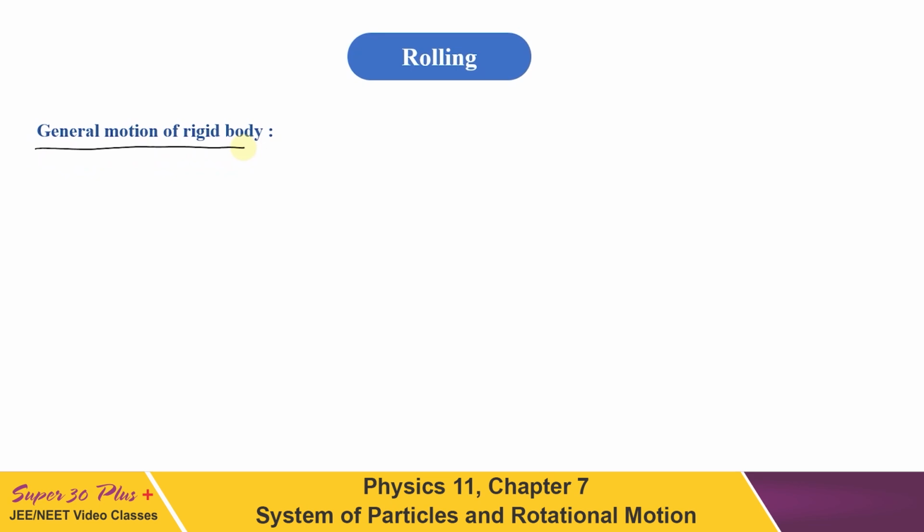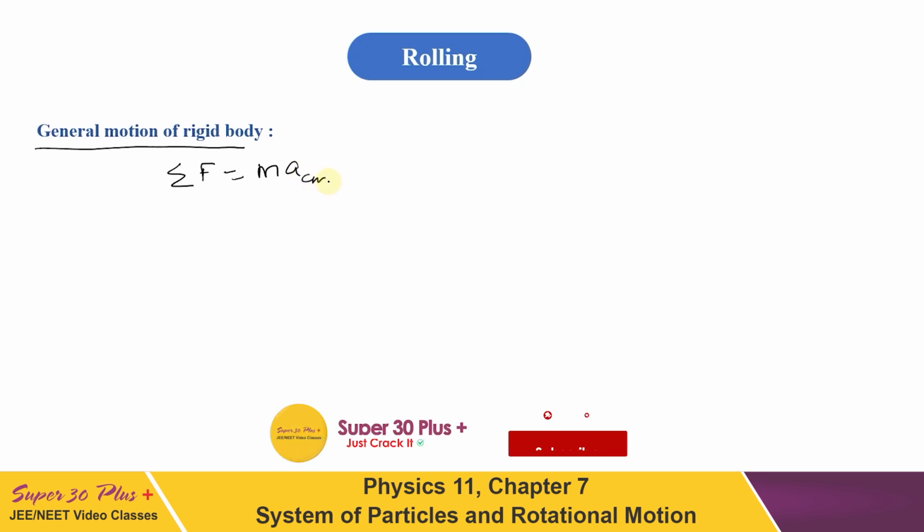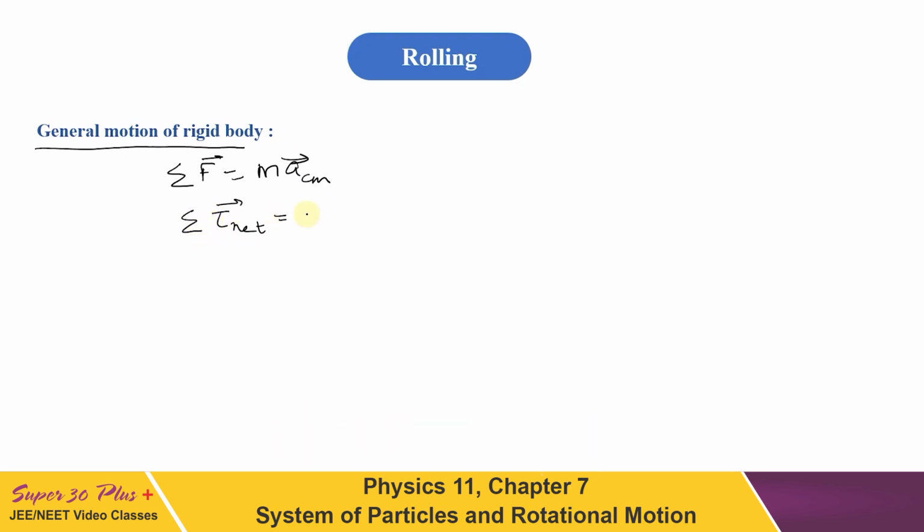Of course, then we have to write both the laws. First will be for translation, that has to be summation of F equal to M into A of CM in vector form, and other for rotation, that is net torque equal to I alpha. So we have to write now both the equations, translation as well as rotation.